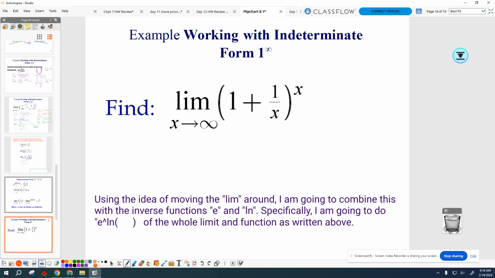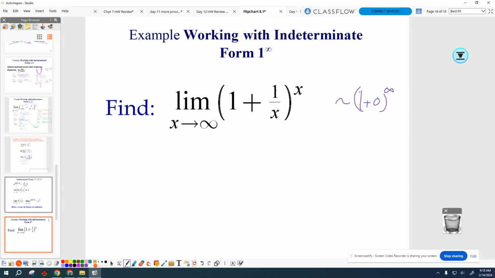Okay, if we look at this and we plug in infinity, 1 divided by infinity is basically 0. So this is kind of like 1 plus 0 to the infinity, which you would think 1 to the infinity equals 1. However, it doesn't. So I'm going to do e to the natural log of this, because I can.